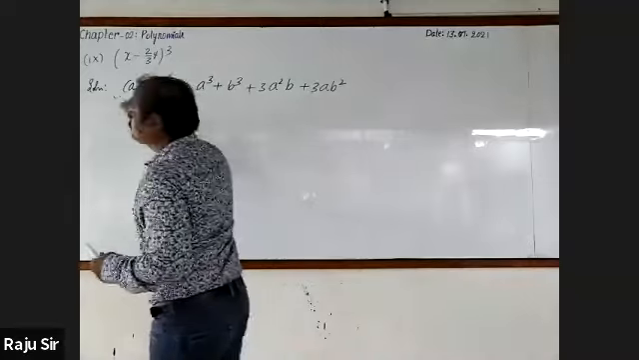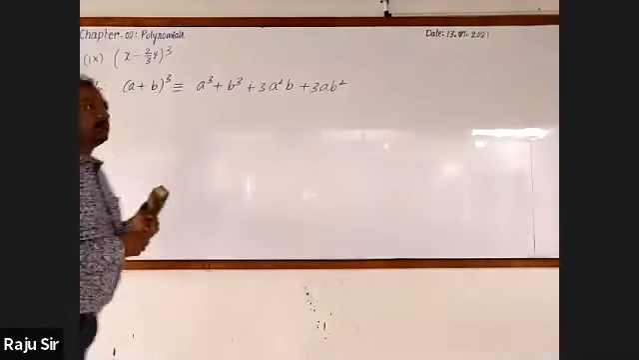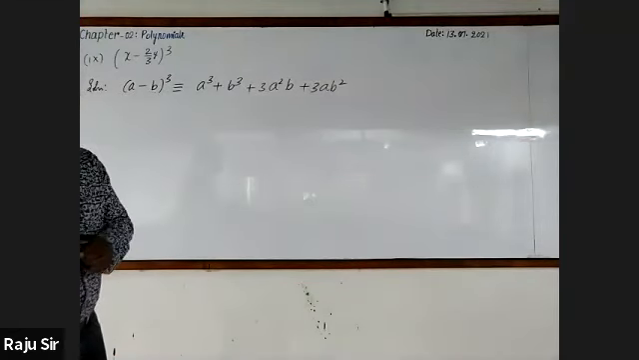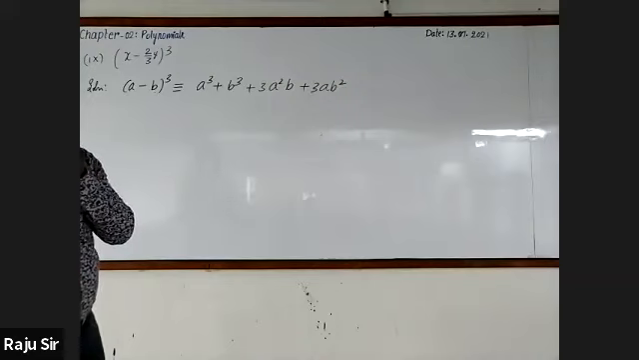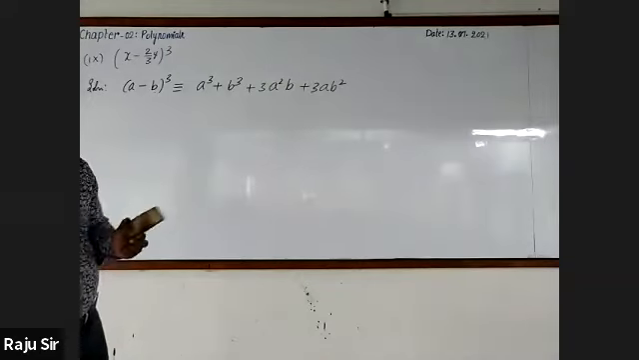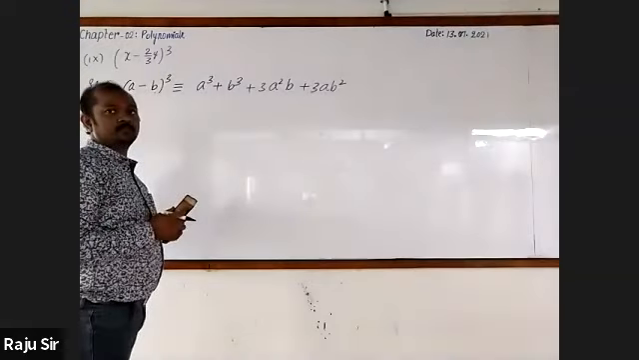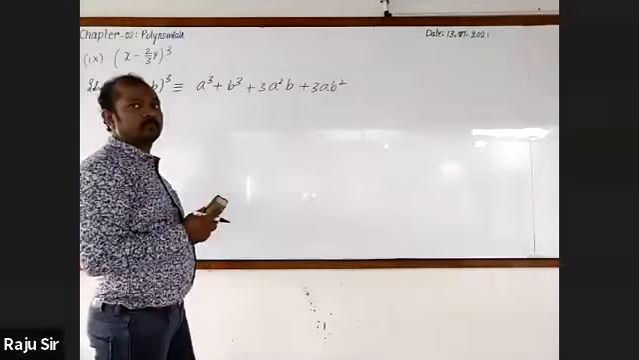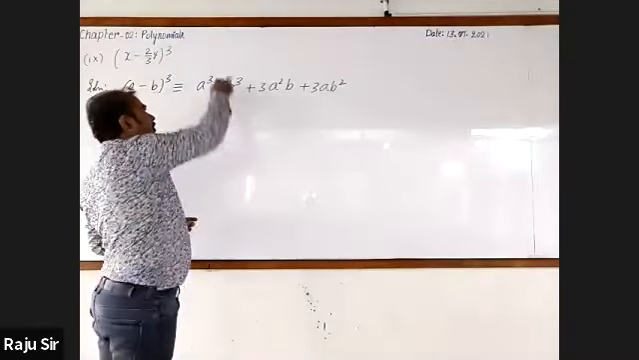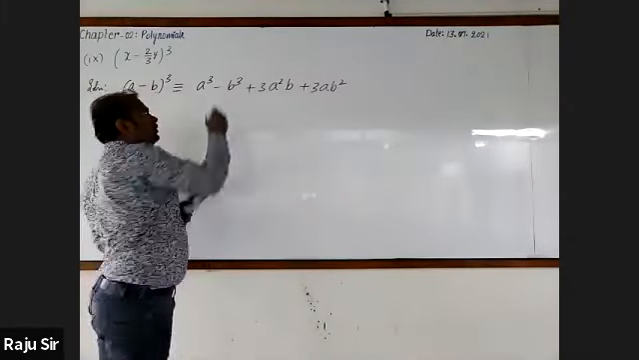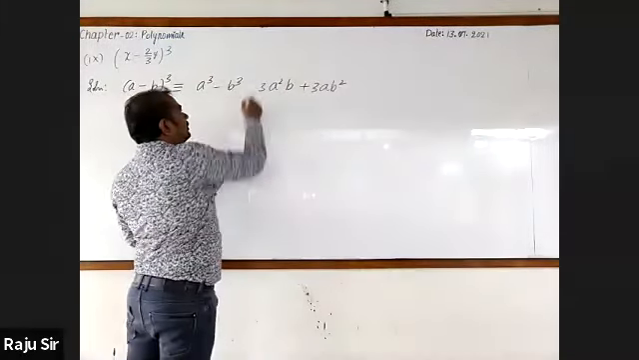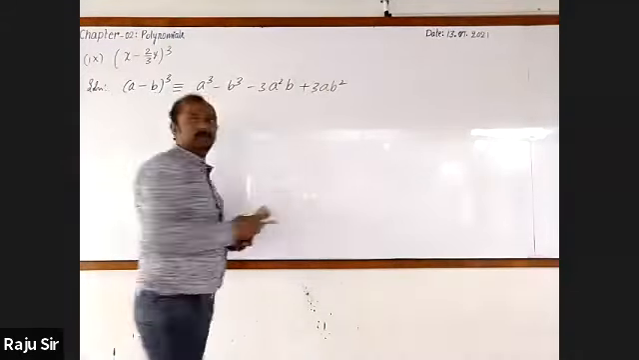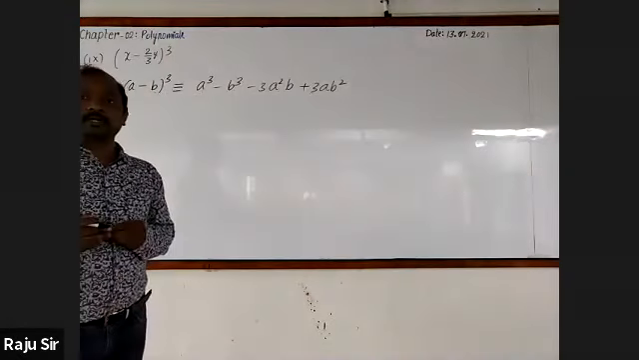I'm expecting (a minus b) whole cube. (a minus b) whole cube. Expand it. (a minus b) whole cube is equal to a cube minus b cube minus 3a squared b plus 3ab squared. Please do learn that perfectly.